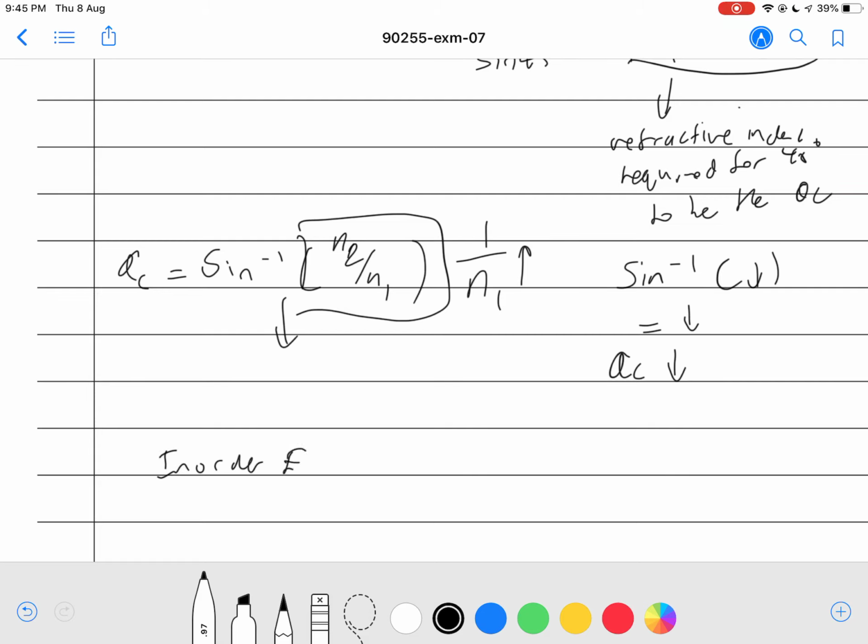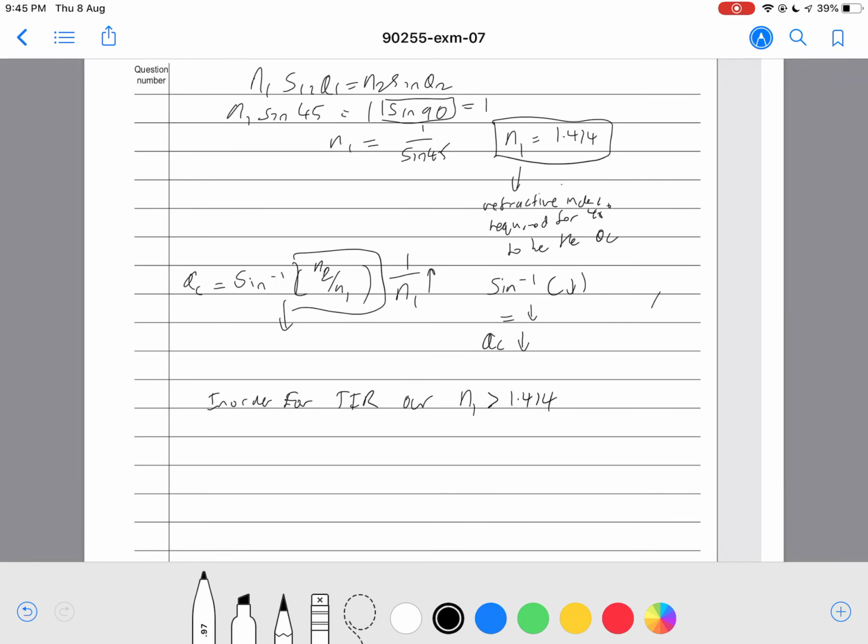Okay, so now we can just say in order for TIR, our n1 must be greater than 1.414. Alright, and that's all you really need to get your merit grade here. So that's just a merit question, okay? So you get your merit grade there, and that's the end of the test.